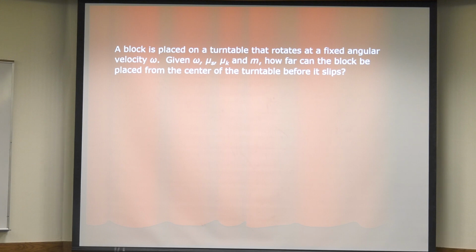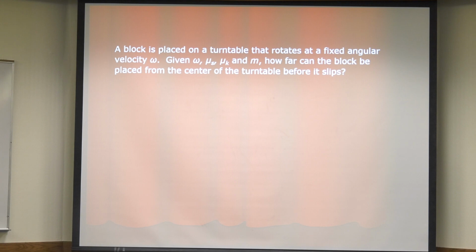All right, so here's a problem. I'll do it. A block is placed on a turntable that rotates at a fixed angular velocity omega. So they give us omega, they give us mu s, they give us mu k, and they give us m, where I guess the m is the mass of the block. How far can the block be placed from the center of the turntable before it slips?